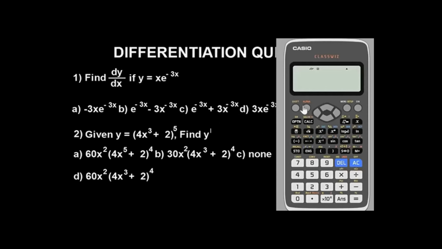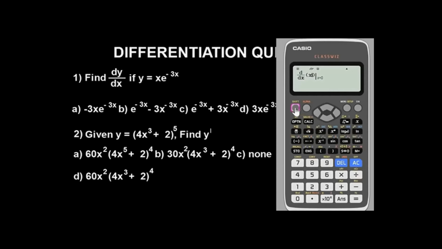So let's differentiate this. To bring out the dy by dx symbol on this calculator, all you have to do is press shift, then the integral button, and it will come out as d by dx. So let's input the value. We have the exponential. To bring out the x stored in the calculator, you press alpha first, then this button. Then the exponential will come out. Look at the exponential I'm going to use, the one that has a power.